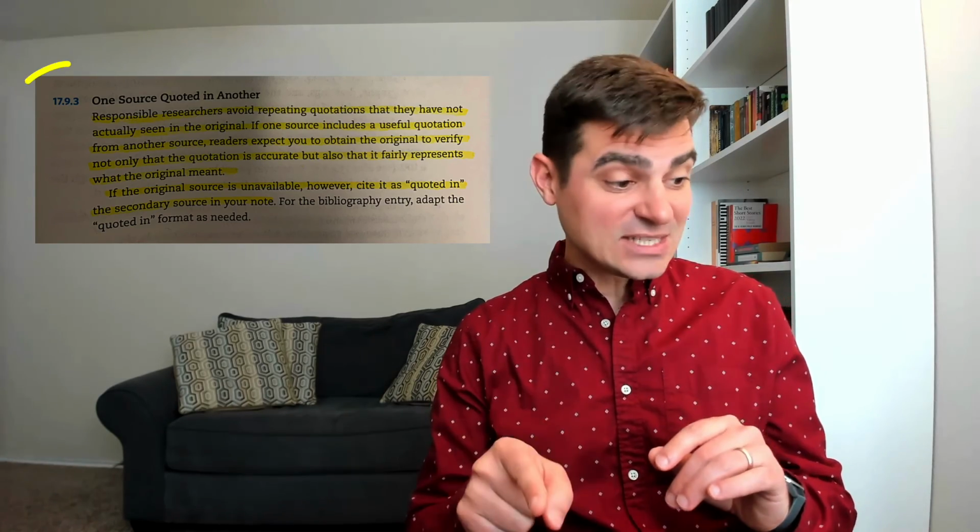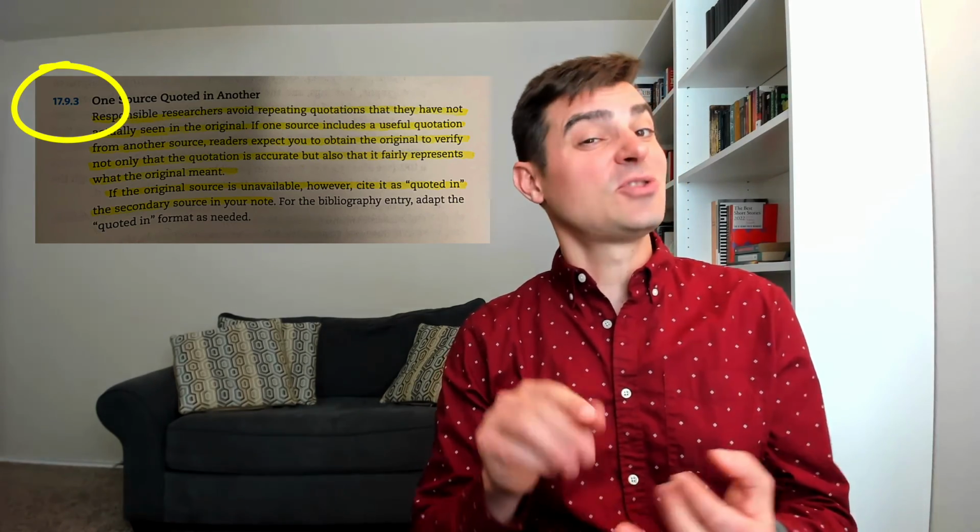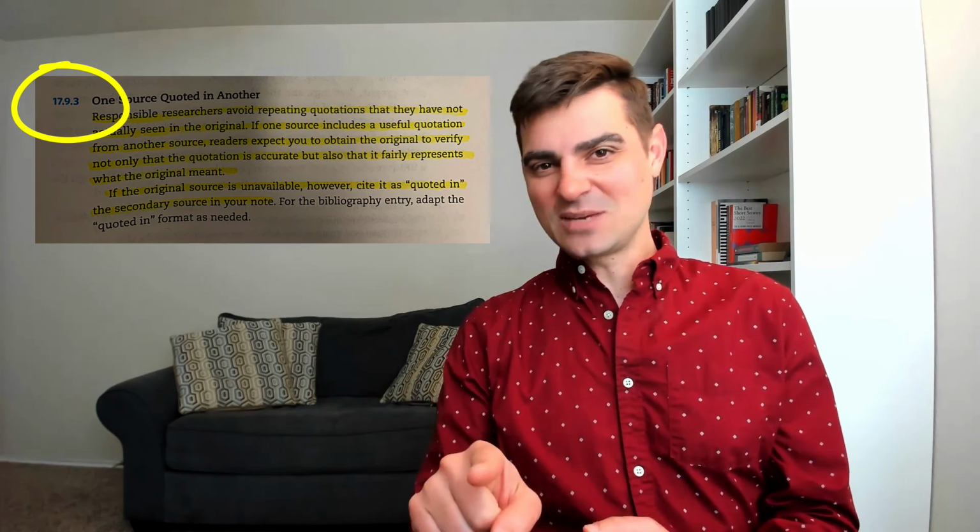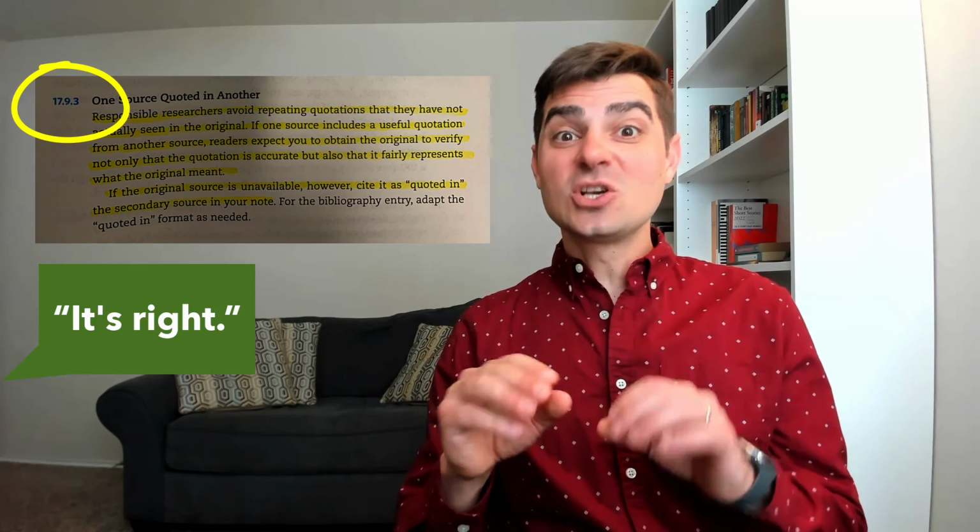And the convention that you use to cite something that you haven't seen, but that you're citing based on something that someone else has seen and is quoting, is a convention called "quoted in." And Turabian has a whole section on this. You have to go to Turabian chapter 17, section 9, subsection 3. Double check me on that, but I think it's right. To look at how to do this.